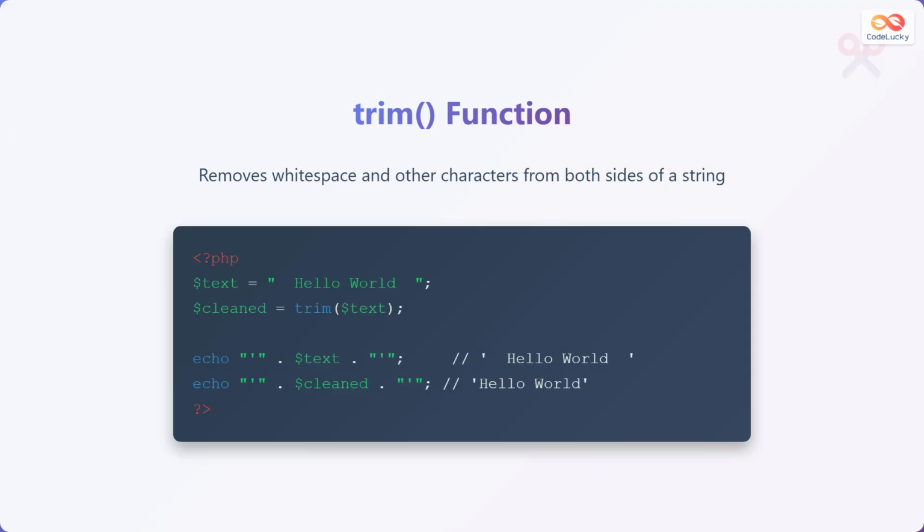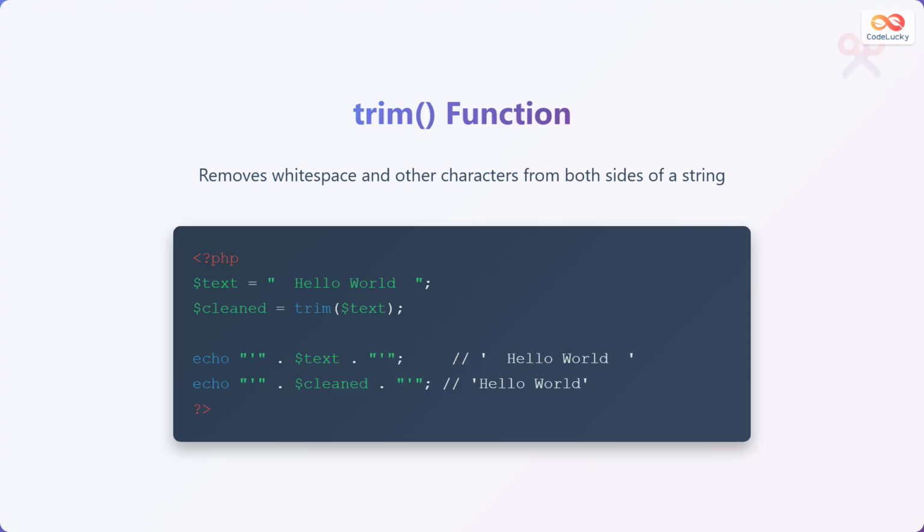The trim function is used to remove whitespace and other specified characters from both the beginning and the end of a string. Here's an example. We start with a string variable called text, which contains hello world with leading and trailing spaces. When we apply the trim function to the text variable and assign the result to a variable called cleaned, the leading and trailing spaces are removed.